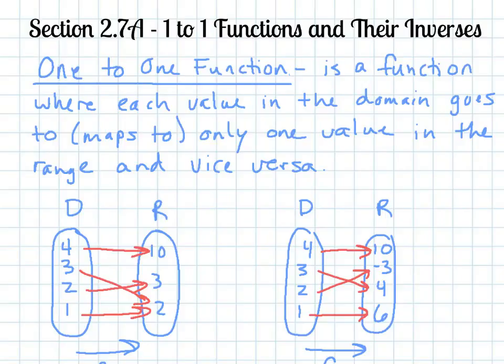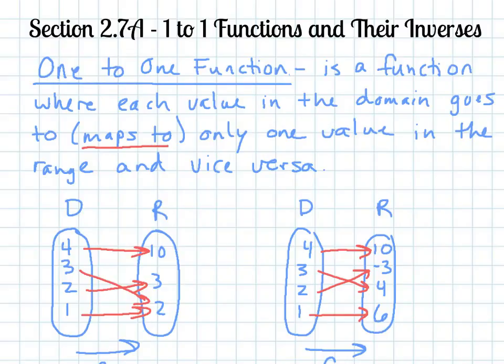Today's lesson, section 2.7a, we'll be talking about one-to-one functions and their inverses, okay? So a one-to-one function is a function where each value in the domain maps to only one value in the range and vice versa. Now what this means is, remember we said a function is where you have one x going to one y, okay? So one x can't go to two different y values.